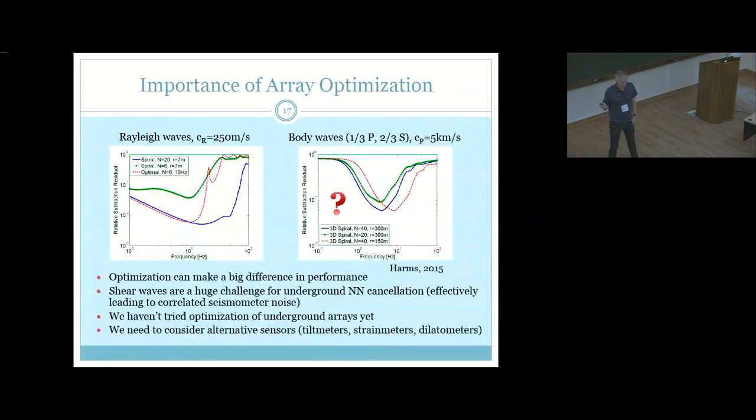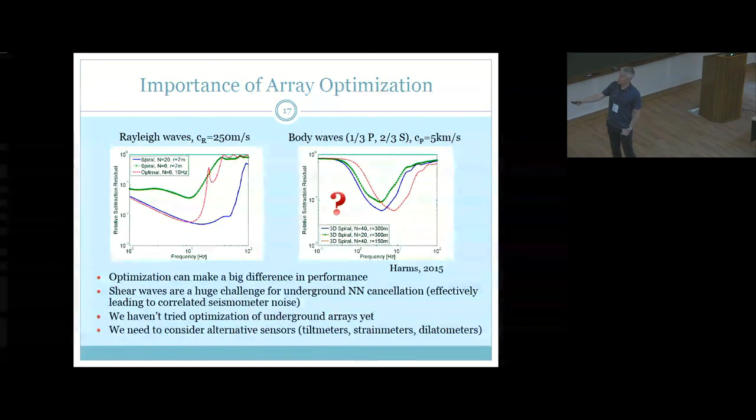I already said that the student from IUCAA did array optimization. And this is really how important it is. So here you see suppression factors of Newtonian noise as a function of frequency using seismic sensors. And here you have different seismic arrays deployed. We have calculated these residuals for different seismic arrays. For example, a spiral with 20 seismometers and an outer radius of 7 meters. A spiral with 6 seismometers and a radius of 7 meters. And then the optimal array configuration with 6 seismometers optimized for the specific frequency of 10 hertz.